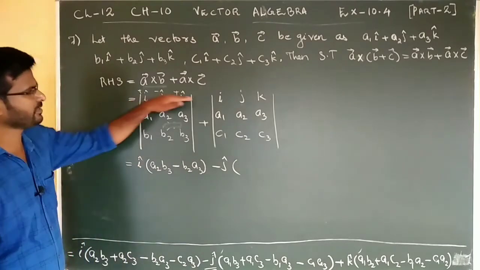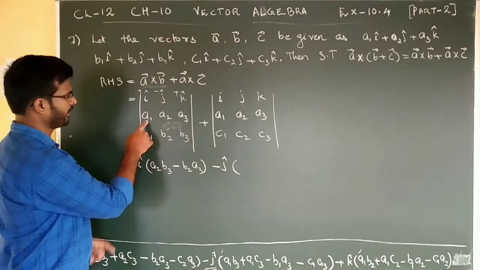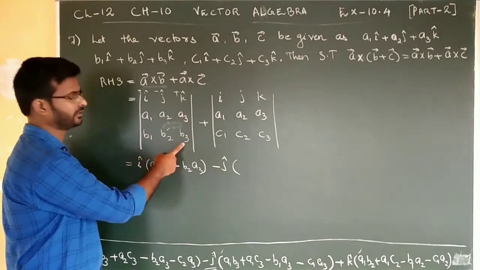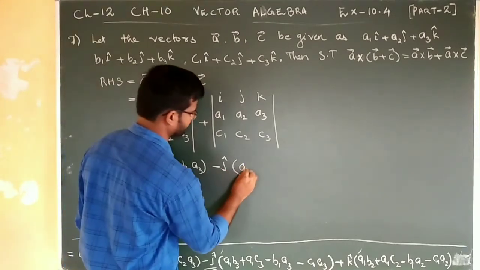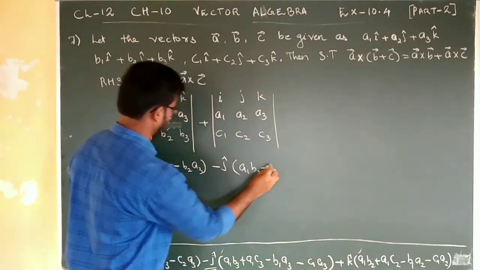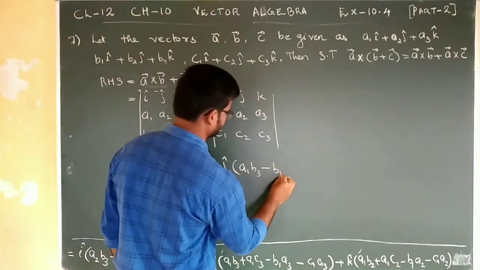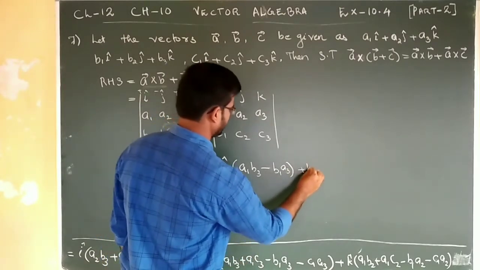We can leave the first row and second column. Then the remaining A1, A3, B1, B3, isn't it? Take the cross product: A1 into B3 minus B1 into A3. Plus K vector.